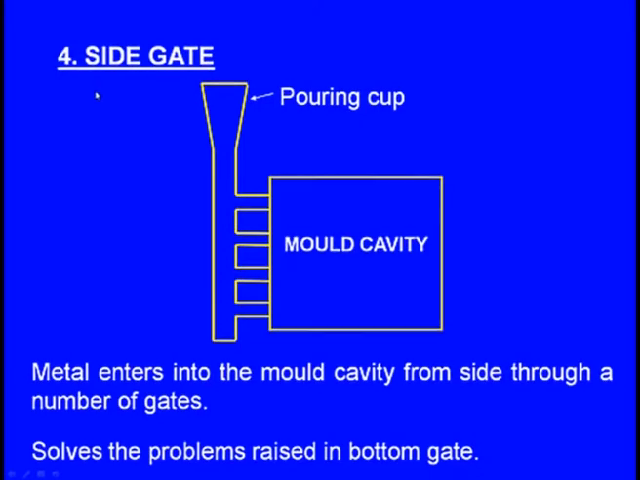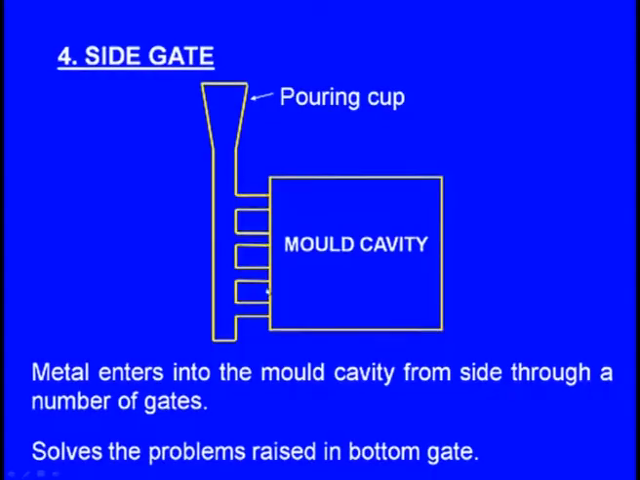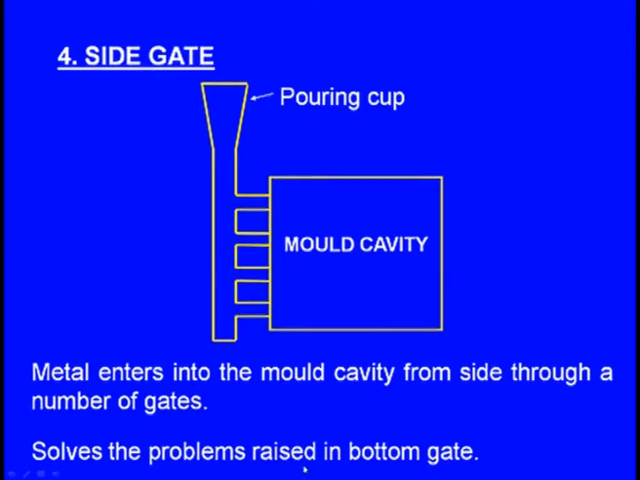Next one, the side gate. Now, you can see here, this is the mould cavity and here the molten metal enters into the mould cavity along the sides. On one side of the mould cavity, we can see several ingates are there. Now, this is the pouring cup and this is the sprue. Now, the molten metal is poured here and the molten metal enters this way, it enters this way, enters this way, enters this way. Finally, the whole cavity is filled with the molten metal. Now, this solves the problems raised in the bottom gate.